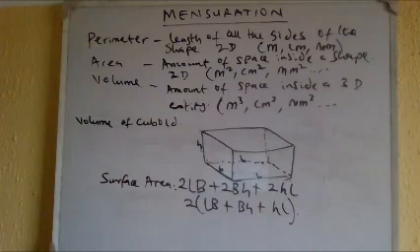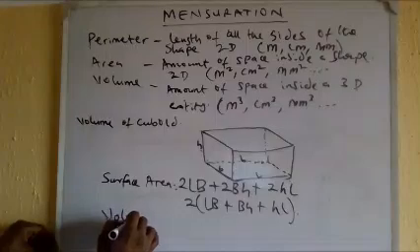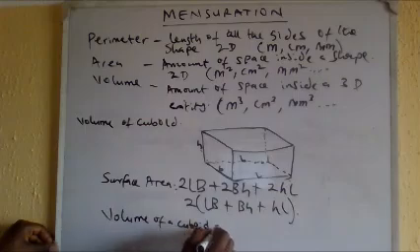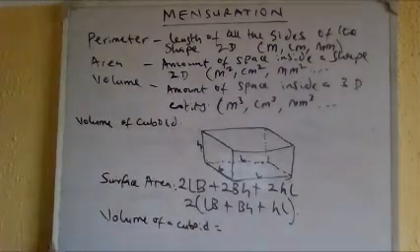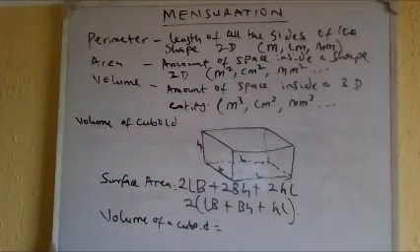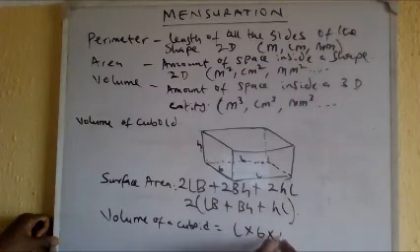Then volume of a cuboid. Volume. Let me just put it here so I can finish the cuboid. Volume of a cuboid is, now this is the cuboid. The volume is actually the total space covered by that 3D shape. So the volume of a cuboid is actually the length times the breadth times the height.